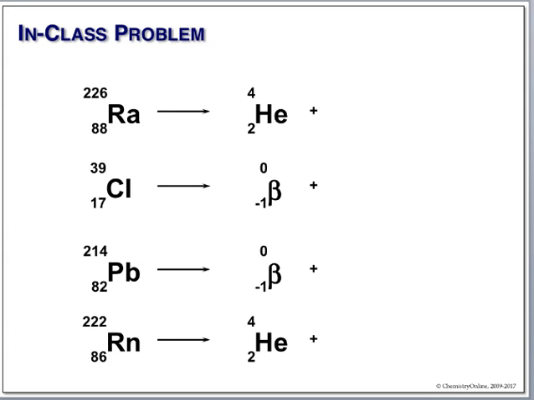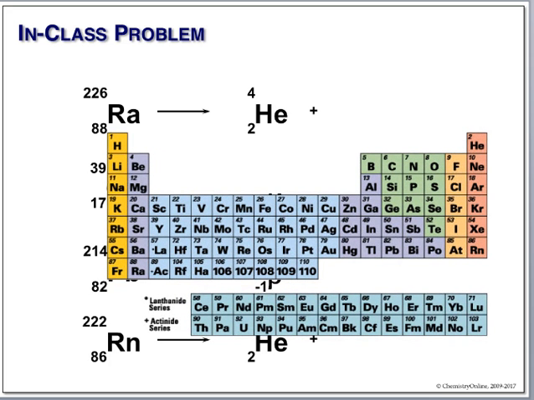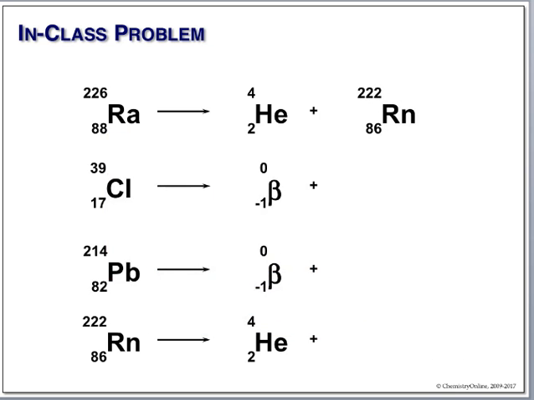For our first one, we have radium. It is losing an alpha particle. This is what killed Madame Curie. Our atomic number drops by 2. Our mass number will drop by 4. We look at our periodic table. Radium is here. If we drop from 88 down to 86, we're here at radon. So radon, again, 4 plus 222, 2 plus 86 is the same as that.